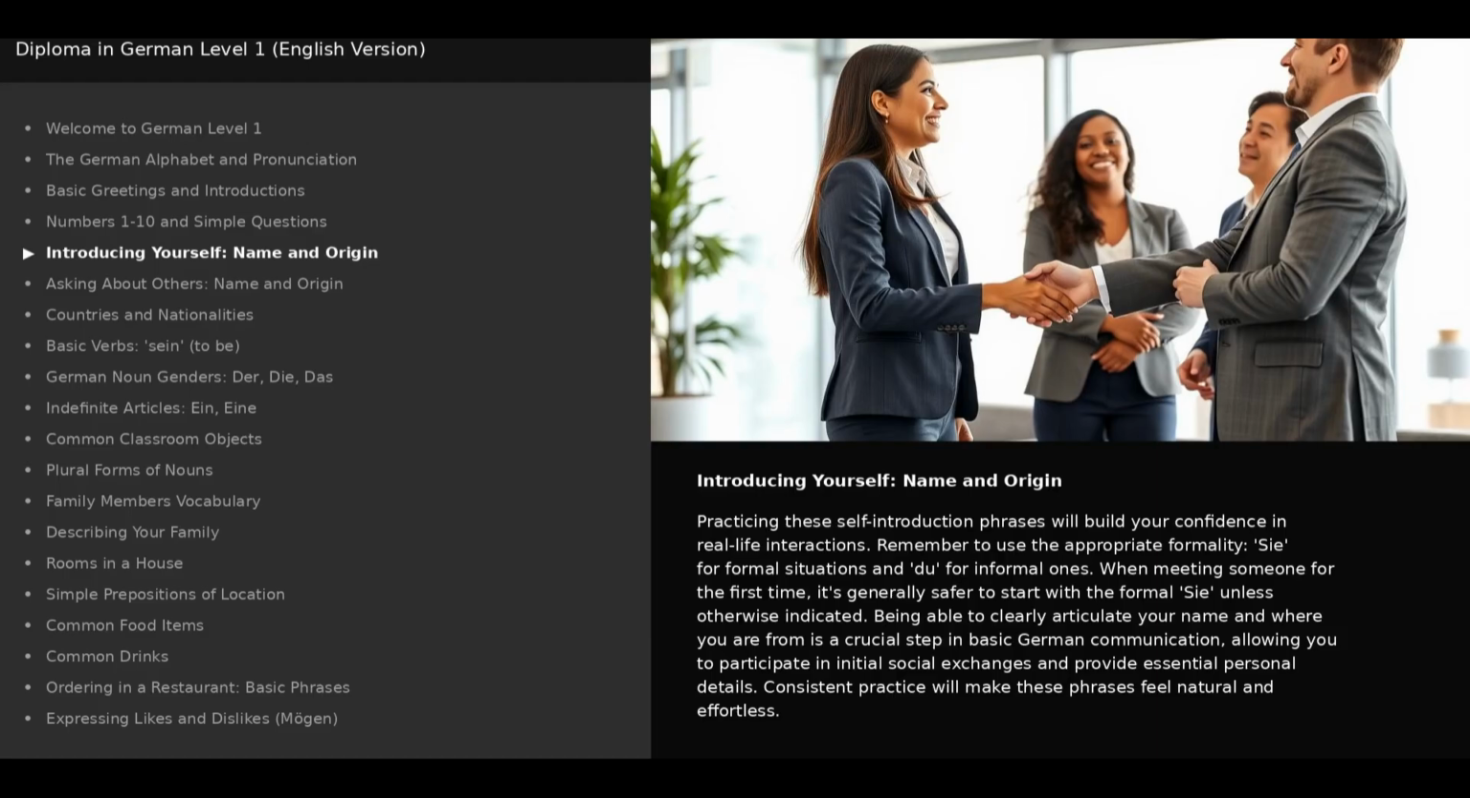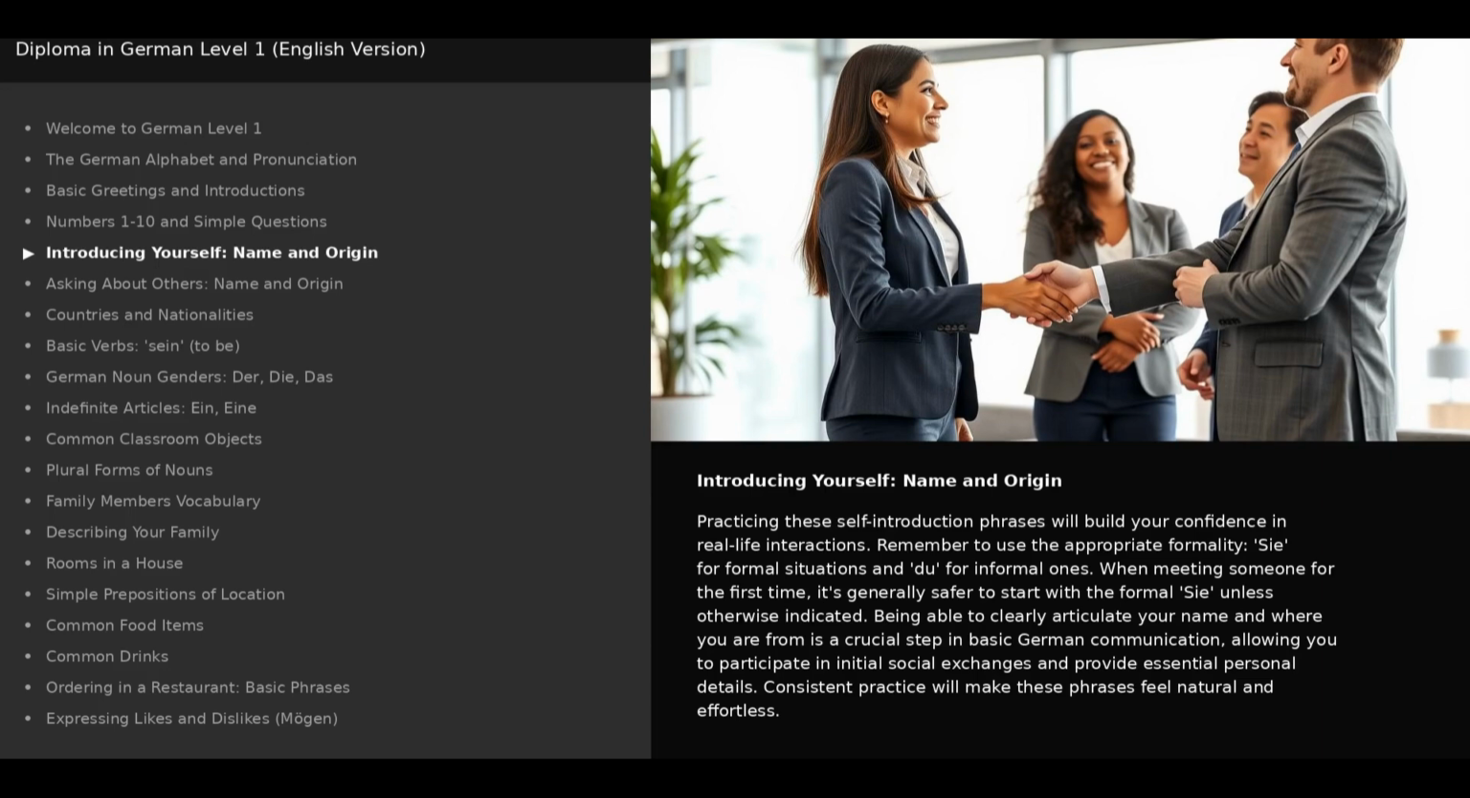Practicing these self-introduction phrases will build your confidence in real-life interactions. Remember to use the appropriate formality: Sie for formal situations and Du for informal ones. When meeting someone for the first time, it's generally safer to start with the formal Sie unless otherwise indicated.